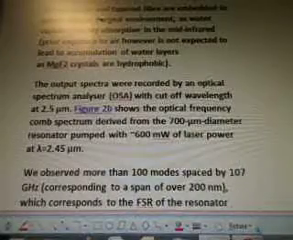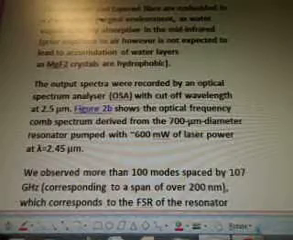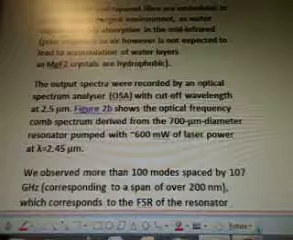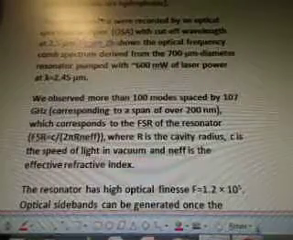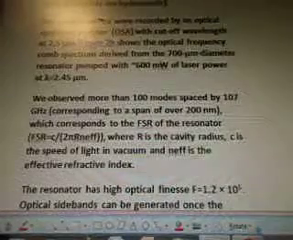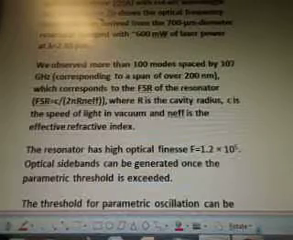The output spectra were recorded by an optical spectrum analyzer with cutoff wavelength at 2.5 µm. Figure 2b shows the optical frequency comb spectrum derived from the 700 µm diameter resonator pumped with 600 mW of laser power at, again, there's a calculation there. We observed more than 100 modes spaced by 107 GHz, corresponding to a span of over 200 nm, which corresponds to the FSR of the resonator.